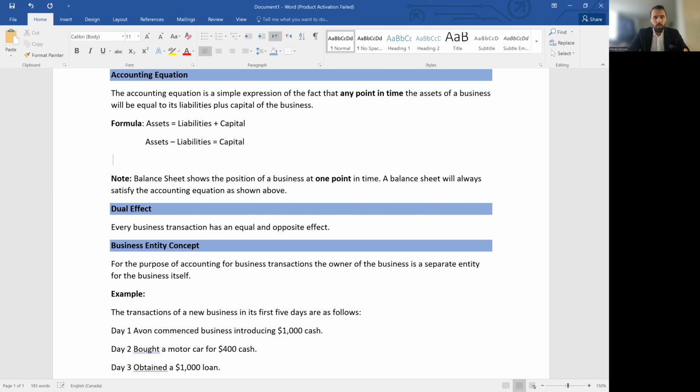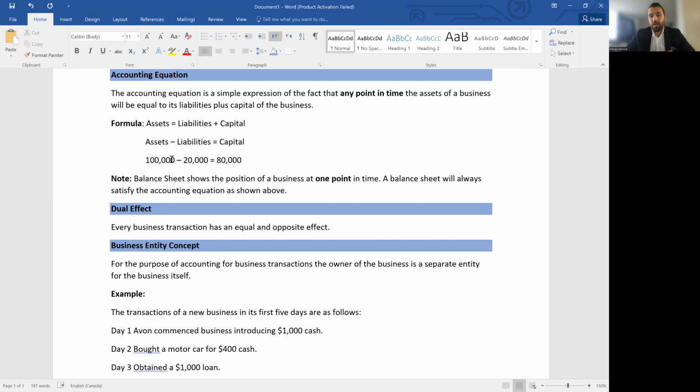Let's suppose, what does this formula mean? Let's suppose in the business right now we have 100,000 assets. We have 20,000 liabilities, which is equal to 80,000 capital. What does this mean? This means right now in the business we have 100,000 assets, but this 100,000 does not all belong to the owners or the shareholders of the business.